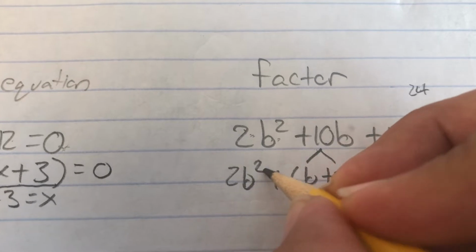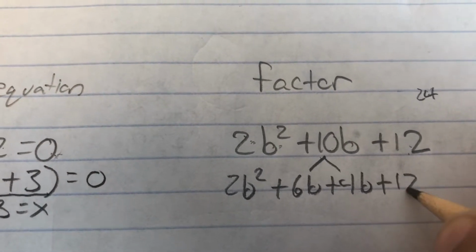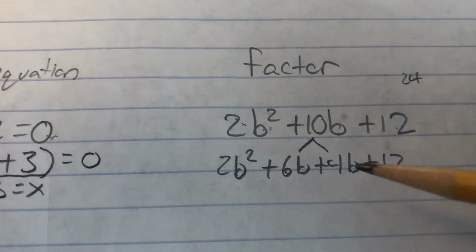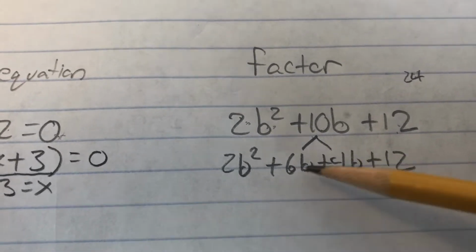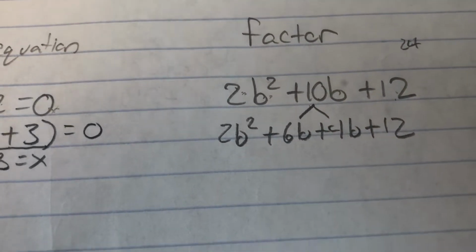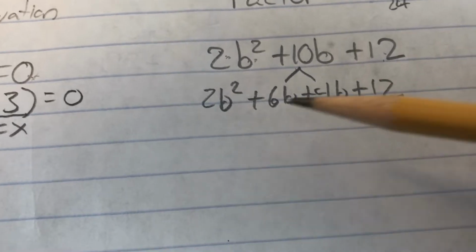And then everything else just brings down. So nothing happened to the formula. You can easily notice that if you put these back together, you'll end up with the same thing that's above. So you haven't changed anything. We just wanted to find these two numbers.